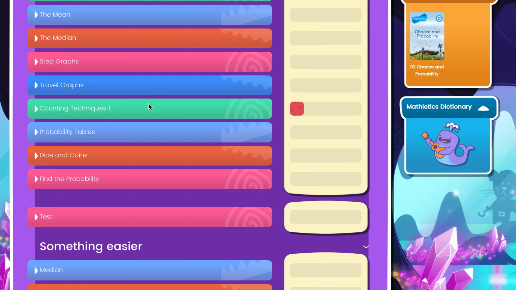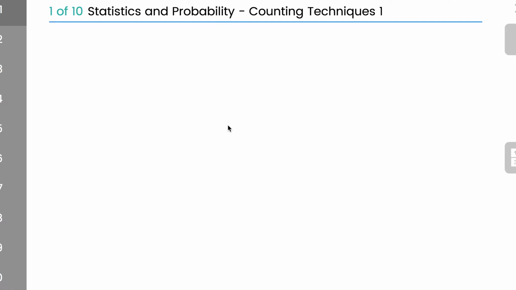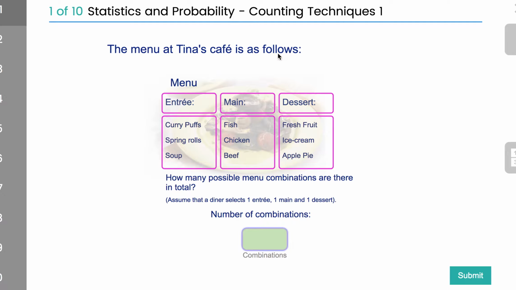This activity is Counting Techniques 1, and it's very similar to the Counting Techniques activity in the last course, where you had the trousers and the t-shirts and you had to try and work out how many different combinations of outfit there were possible of wearing. Okay. This one deals with menu items, entrees, mains and desserts, and read the question carefully that falls down here because sometimes it changes. How many possible menu combinations are there in total, assuming they have one of each?